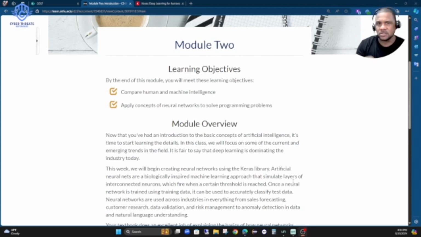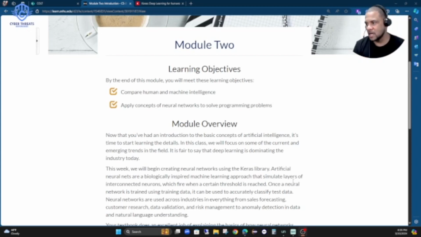Compare human and machine intelligence. Remember that the whole idea of machine learning or artificial intelligence per se is: how can we imitate the human brain in a machine version? How can we replicate our neurons, how we think, how we process data, how everything is connected? How can we do that in machine learning? We are not there yet, okay, but we're getting there.